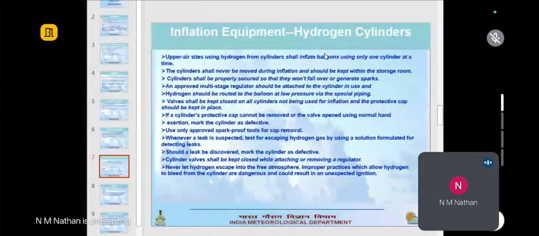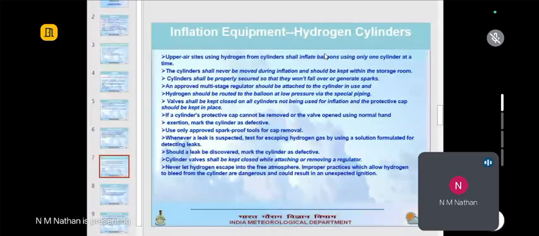So you have to keep that environment very neat and clean, and you should ensure that hydrogen does not escape while filling the balloon. No leak should be there. If there is any leakage, that will create a static voltage. So you have to ensure it.